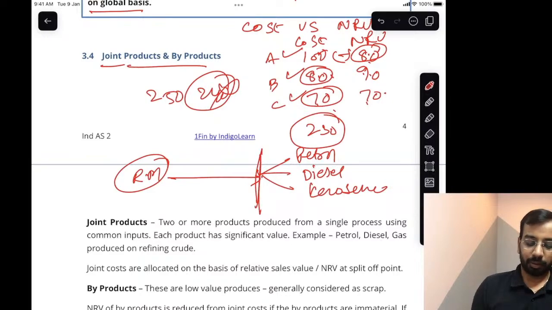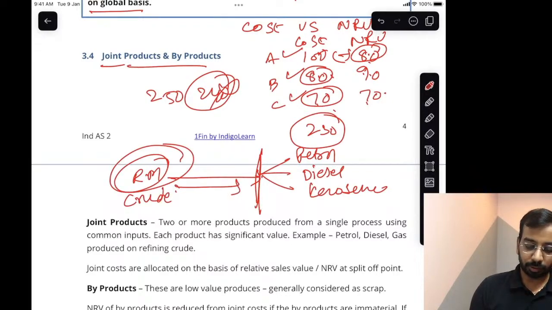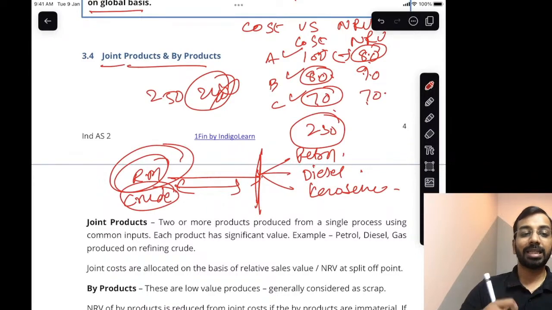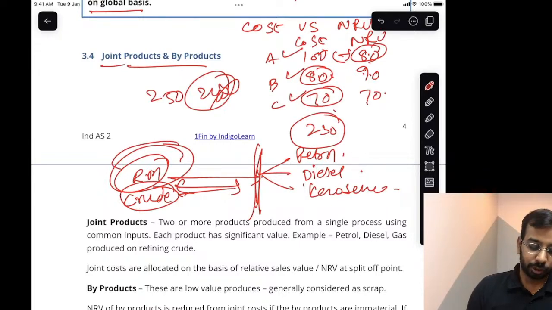At this point, you use a single material, crude oil, you take it through the process and you create multiple outputs. Now the question is, the cost of crude and the common cost of processing crude, how should we allocate? So what the standard says is, you have to consider this joint cost and allocate them on the basis of the sales value at split off.